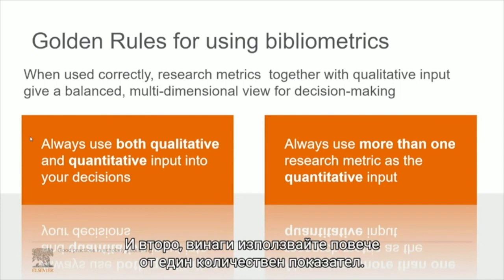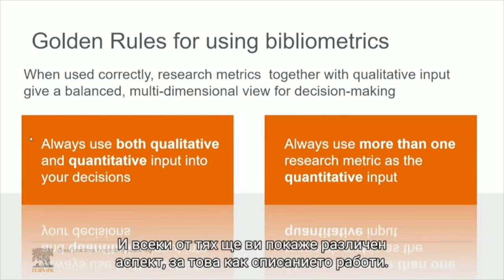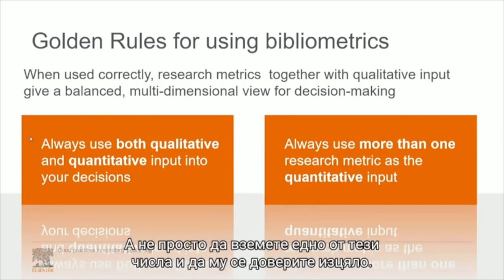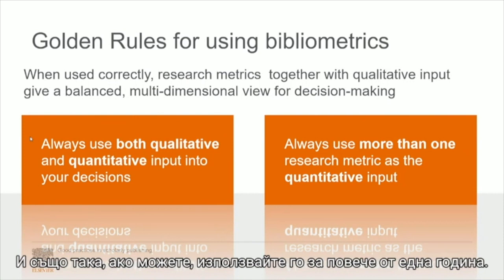And the second one is to always use more than one quantitative metric. Don't fixate on a single bibliometric and don't use that as the only standard, because there are tens of different bibliometric parameters you can choose, and each of them will show you a slightly different aspect of how popular the journal is and how the journal is operating. It is impossible to simply take one of those numbers and trust it fully. So always use more than one, and also, if you can, use more than just 1 year.